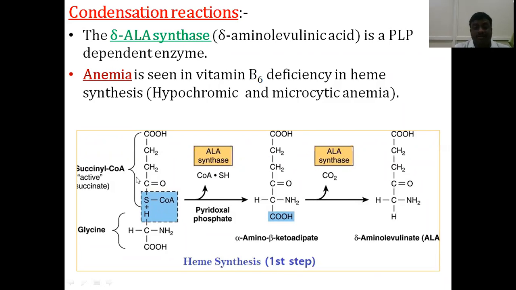Whenever vitamin B6, pyridoxal phosphate, is at reduced concentration, it does not participate in this condensation reaction. So what happens? The hemoglobin concentration is reduced in the blood. That condition is called anemia, which takes place due to vitamin B6 deficiency.